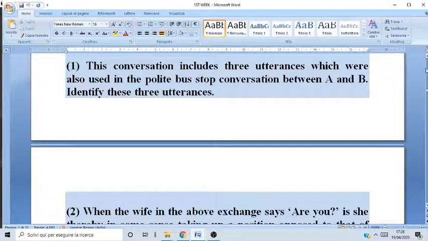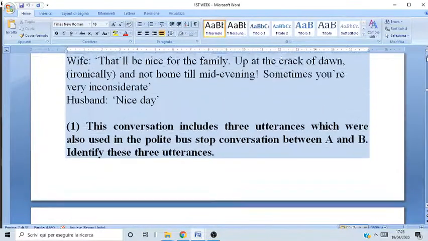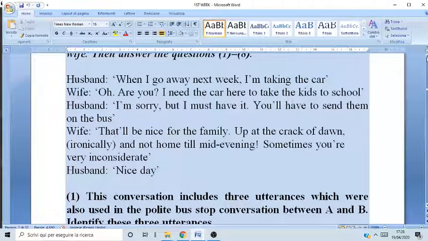Okay, so we said that the three conversation, number one, what are the three sentences that they have in common? One is are you, even if I think he said did you. The second one is that'll be nice for the family. And the third one is nice day. These are used in both texts.